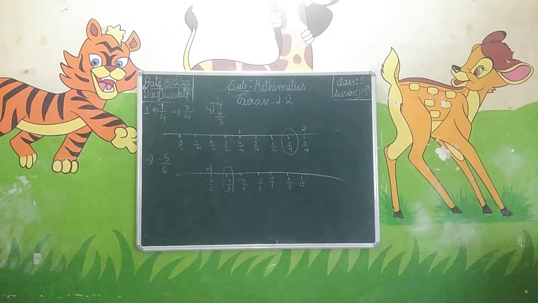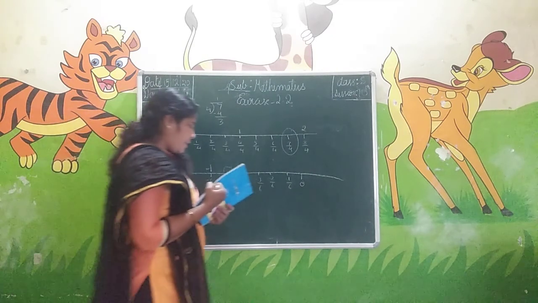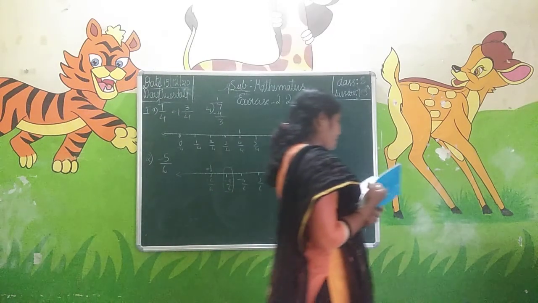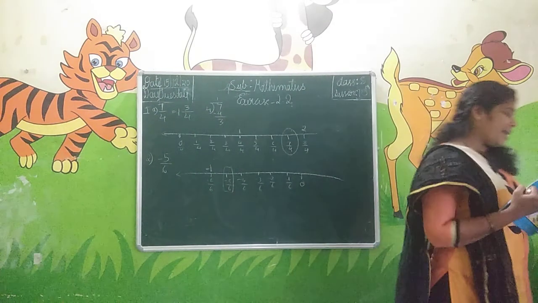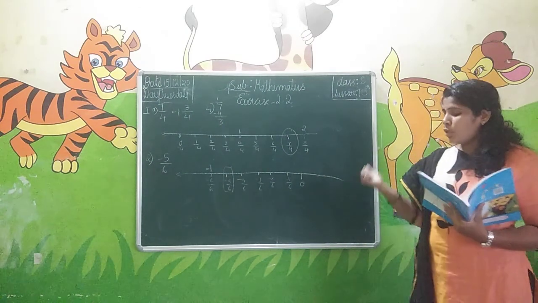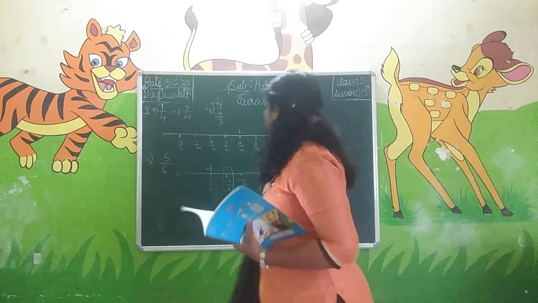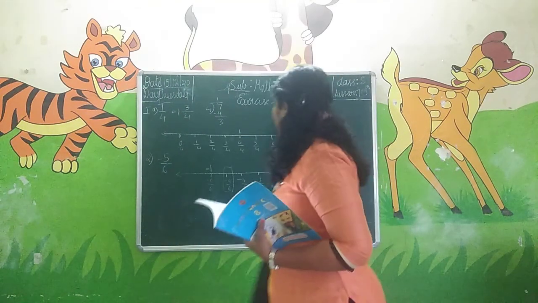Got it, students? Next, represent the second problem. Represent minus 2 by 11, minus 5 by 11, minus 9 by 11 on the number line. These numbers lie between 0 and minus 1. From 0 to minus 1 we have totally 11 parts. Okay, students.